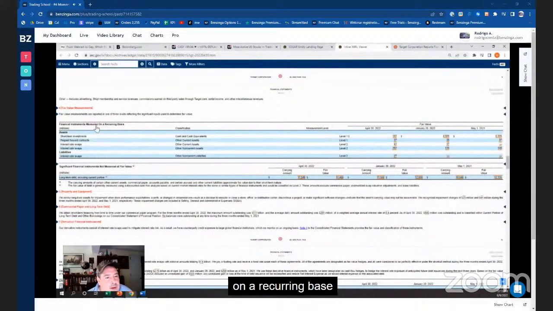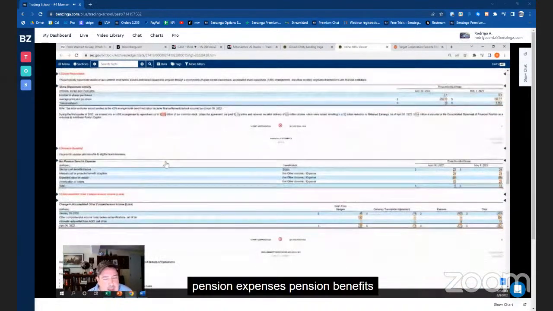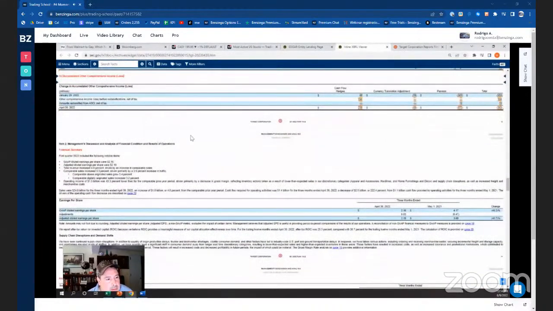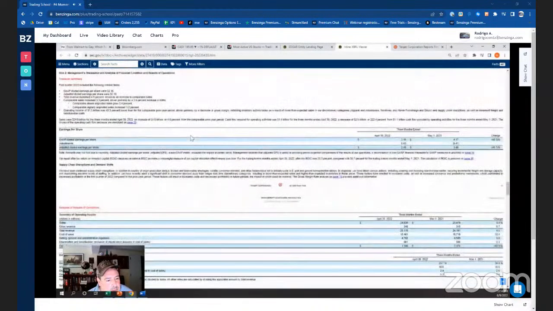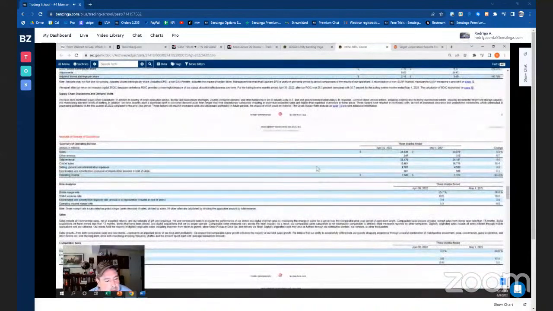Financial instruments measured on a recurring basis. So these got interest rate swaps. This is what I've been talking about with companies have to borrow money to operate. So that's what a lot of this stuff is here. Effective hedges on debt. Pension expenses, pension benefits. Earnings, a little bit of management commentary there.